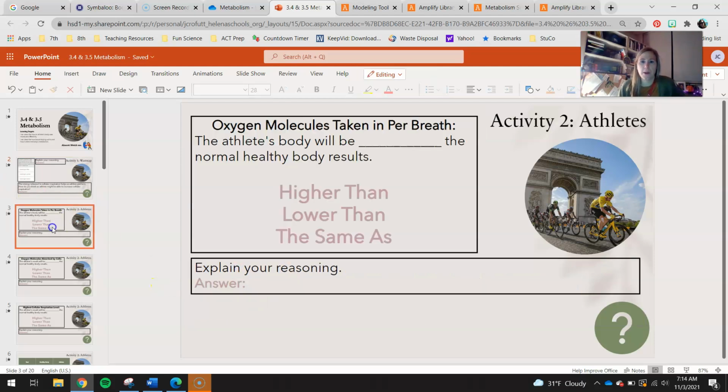All right, next part, we're going to take a look at athletes. So these are some predictions you are going to make. Oxygen molecules taken in per breath. So if we're looking at an athlete versus a normal human being, and I'm not talking about an athlete who plays high school sports, but someone who performs long endurance athletic ventures, and they've trained their whole life and they're professionals and they get paid to do this. Okay, so let's take a look at how much oxygen they breathe in a breath.